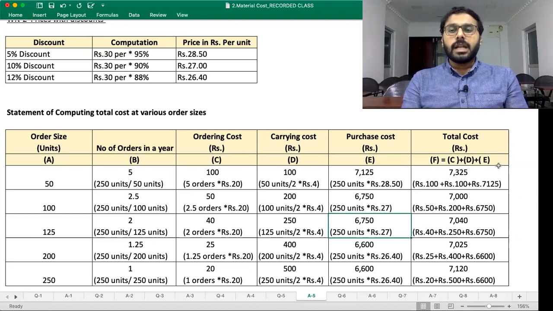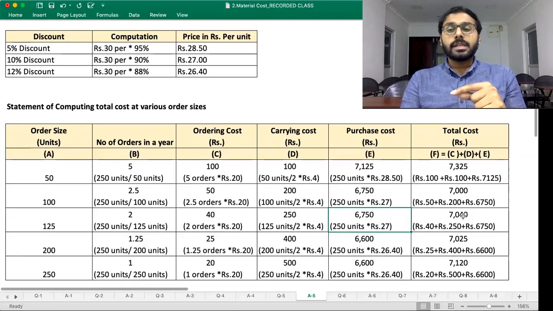Okay, so the last column gives you the total of all the three costs associated with the inventory: the ordering cost, carrying cost, and purchase cost. Now that I have arrived at the total for each item, you will be able to observe that initially when the order size is 50, the cost is higher, it is 7,325. When the order size is 100, the cost is going to be 7,000.